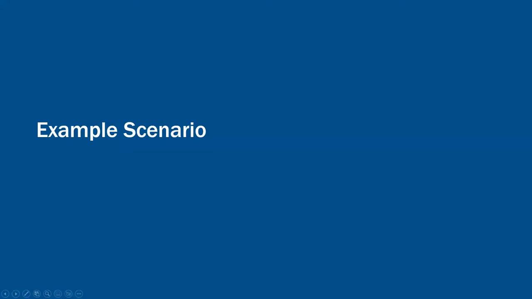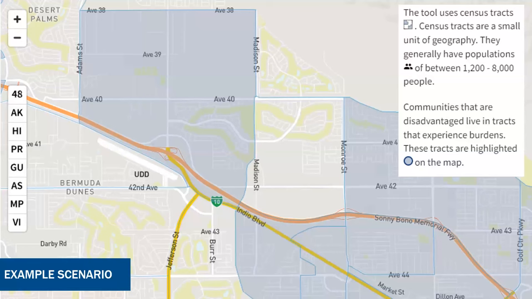I know we're running low on time, so I will try to be brief here. I just want to go over an example scenario of using these indices and tools. Okay, so let's start with CGS.